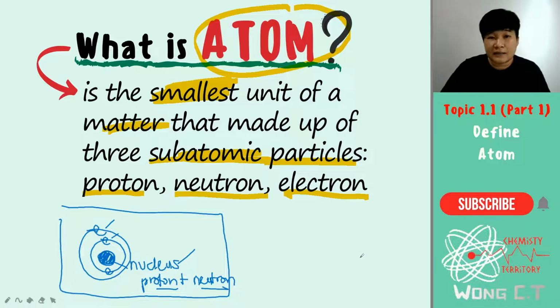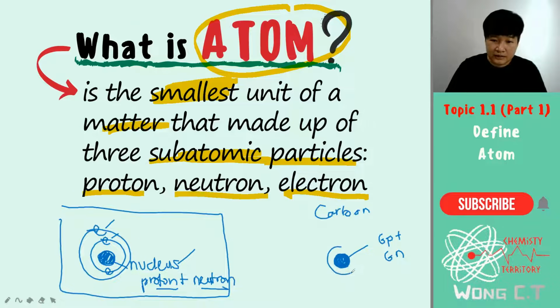That is actually atom. So let's say if I have the atom of carbon. How should an atom of carbon look like? You have your nucleus, and we know that for carbon, in the nucleus, you will have 6 proton and also you will have 6 neutron. And around the nucleus, you will have 6 electron.